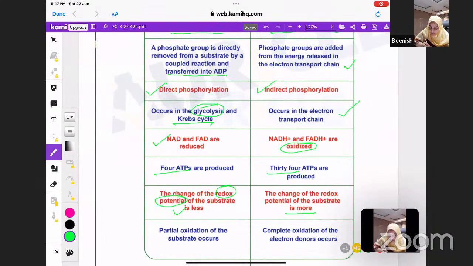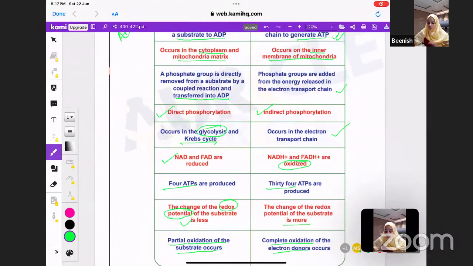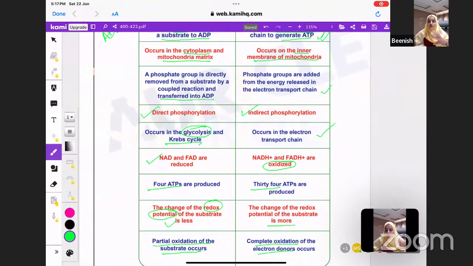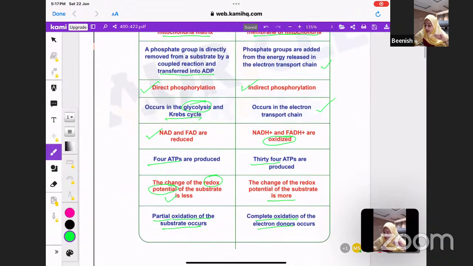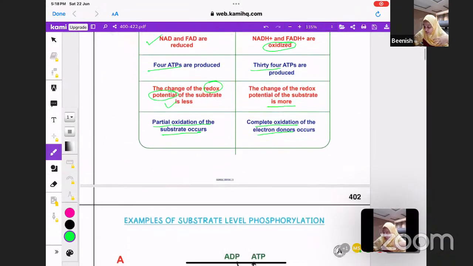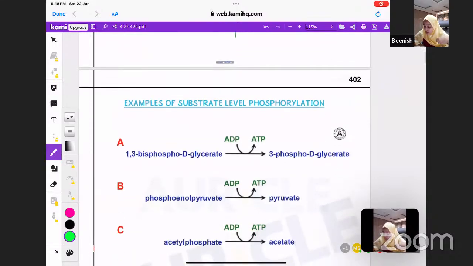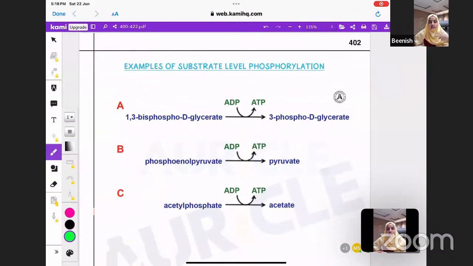Then in substrate level phosphorylation, there is partial oxidation of the substrate. And here there is complete oxidation of the electron donors. So those were the differences between substrate level phosphorylation and oxidative phosphorylation. So now let's begin with oxidative phosphorylation so you will understand the differences even more clearly. Before that, we have a few examples to tell you about substrate level phosphorylation.